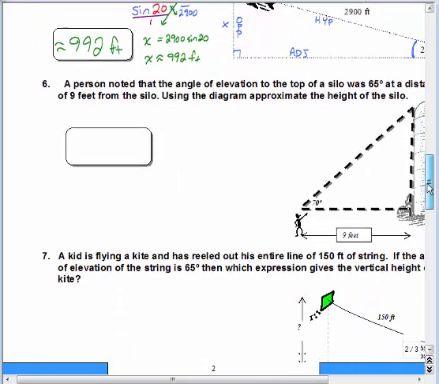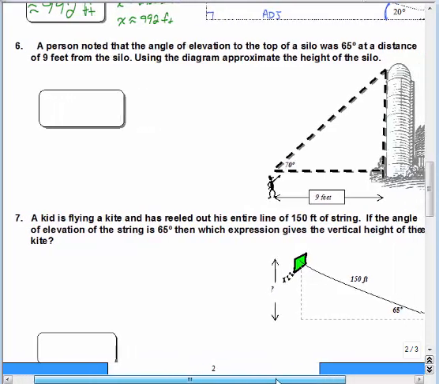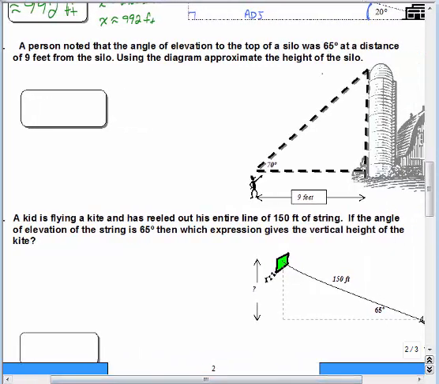Here, let's look at the next one. All right, so it says a person noted that the angle of elevation to the top of a silo was 65 degrees at a distance of 9 feet from the silo. Using the diagram, approximate the height of the silo. All right, so again, there's another built-in right triangle, so we know that this is the angle of reference. So the side furthest away is opposite. That's the one we're interested in because we want to find how high that is. And then the side not touching the right angle would be hypotenuse. And that leaves the third side to be adjacent.